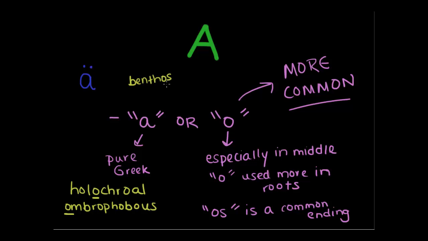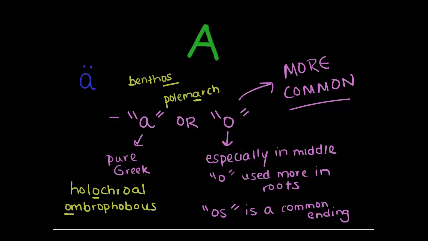So there's that. Benthos, I'm going to put it up here. Benthos is an example of the common ending OS. Very common ending in Greek. It's the equivalent of US in Latin, the ending US. So OS, very common, pronounced os, so benthos. And an example with an A would be polemarch.